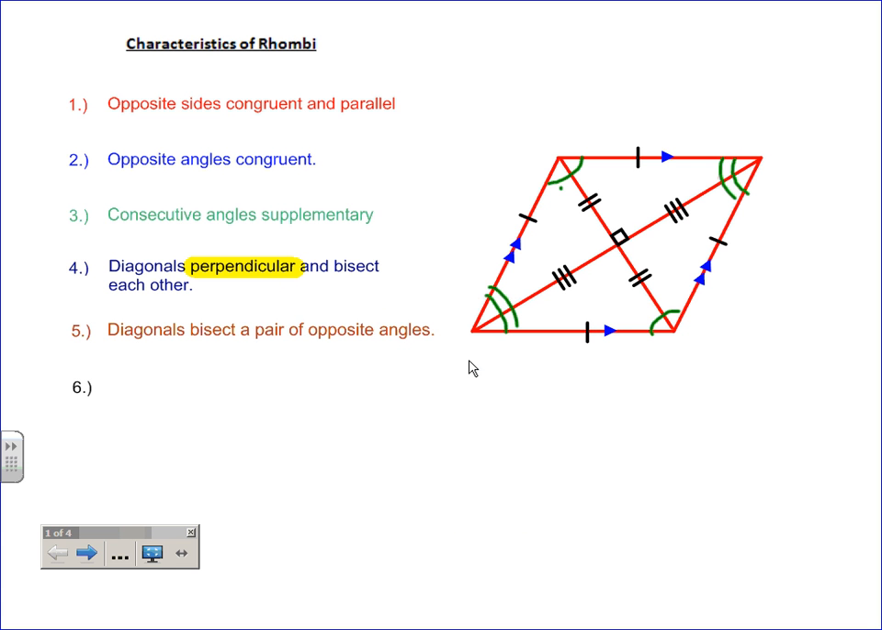A 5th one. And if at any point this gets going too fast, you can always pause it just by tapping the screen. Diagonals bisect a pair of opposite angles. This one is new. All right. So that's why I'm going to get rid of this.